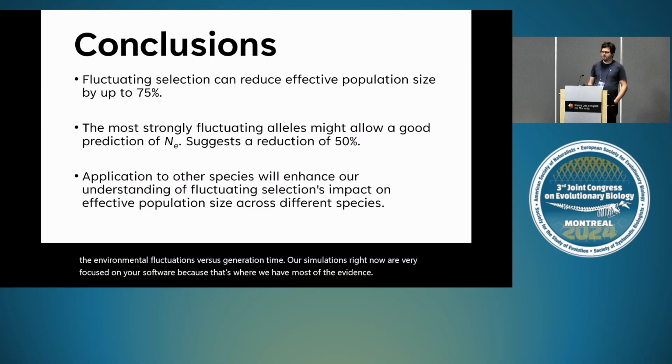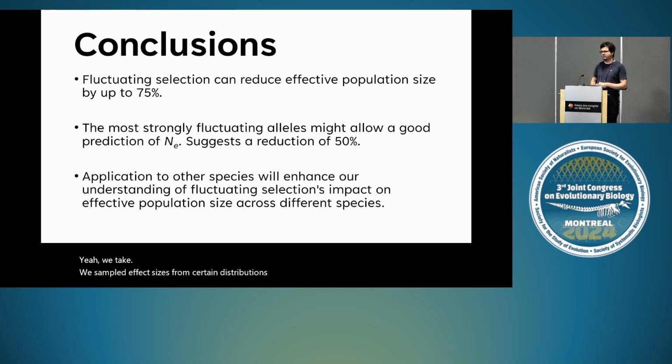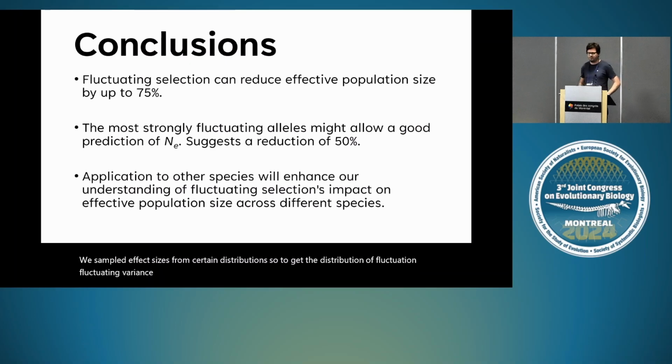Could you define what statistical distribution you use to develop fluctuation? Do you vary the correlation properties or the time scale? We sample the effect sizes from certain distributions, so to get the distribution of fluctuating variance. It's based on a model by Wittmann et al. So there are some distributions that we sample from.